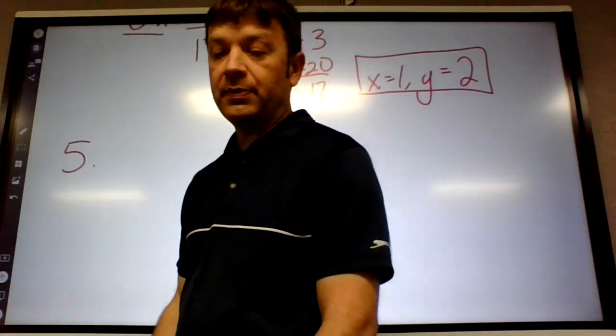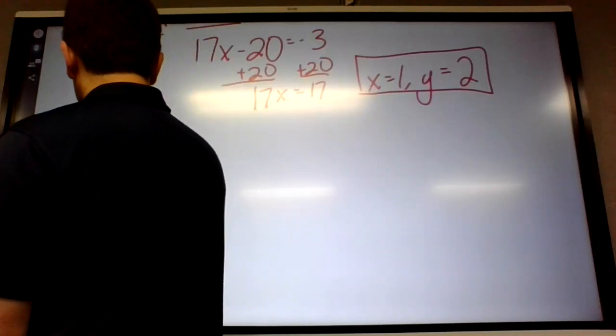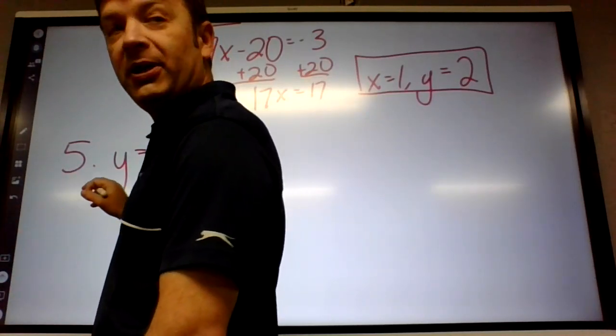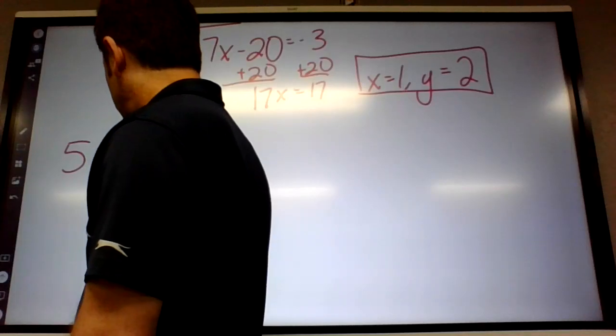Number 5. Okay, this one is weird. It just says y equals -2.